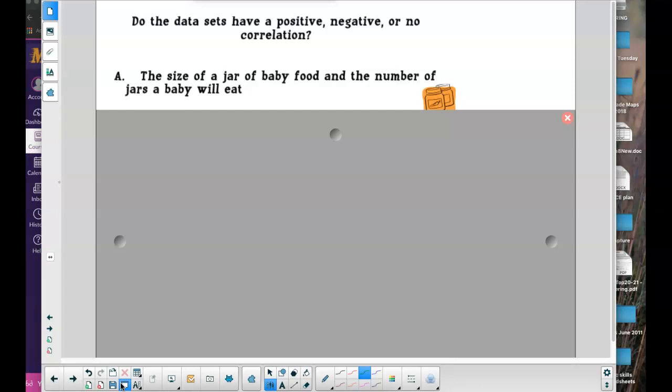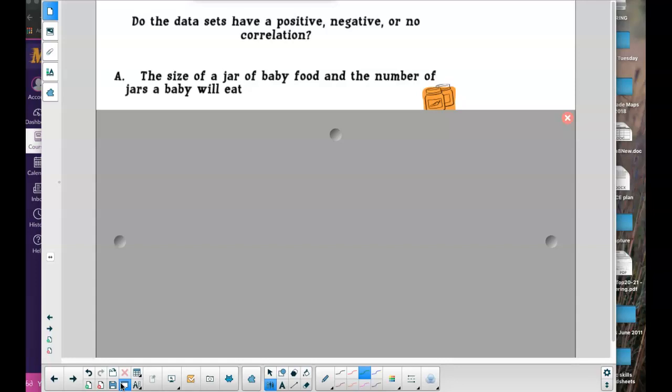You just have to decide, is it positive, negative, or no correlation? The size of a jar of baby food and the number of jars a baby will eat. Okay, so let's think about that. If the baby food jar was like the size of a thimble, super little, you're talking about this little tiny jar of baby food. How many jars of baby food do you think the baby could eat if that was the size? A lot, right? We don't know for sure, but if it was that small, a lot.